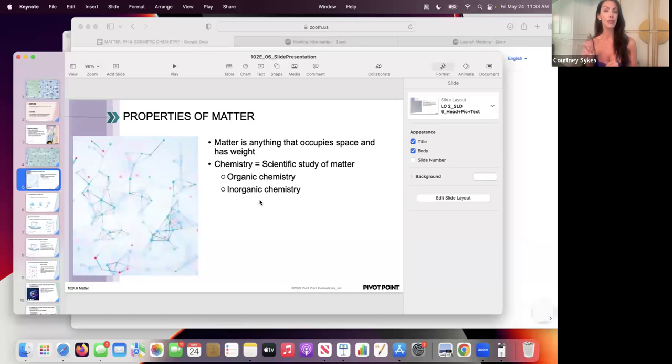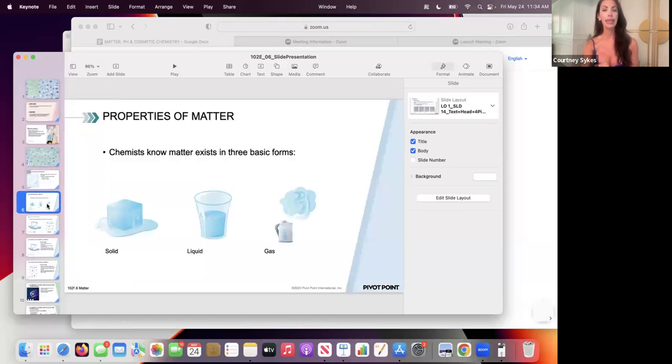The two types of chemistry you need to know about are organic chemistry and inorganic chemistry. Okay, make sure y'all jot those down in your notes. This will be important for those final exams. Okay, then we've already discussed this, but this is a really good picture. Chemists know matter exists in three basic forms: a solid, liquid, or gas.